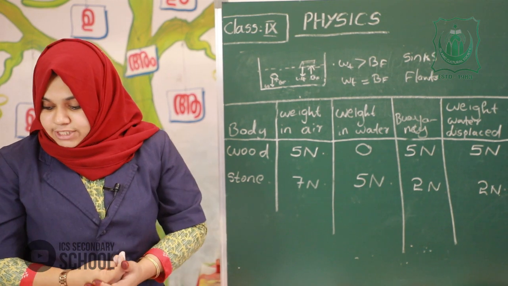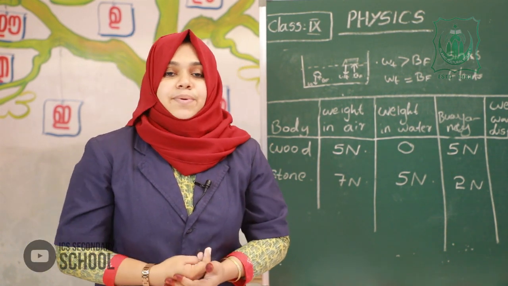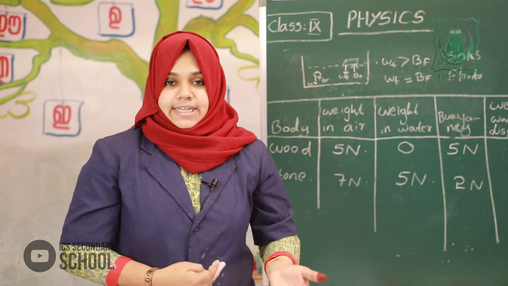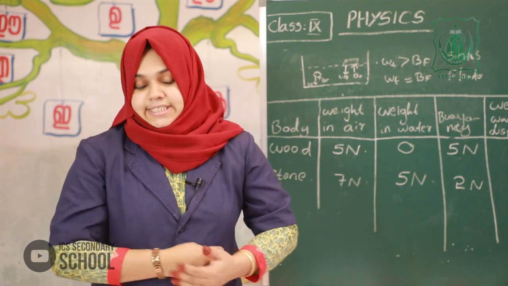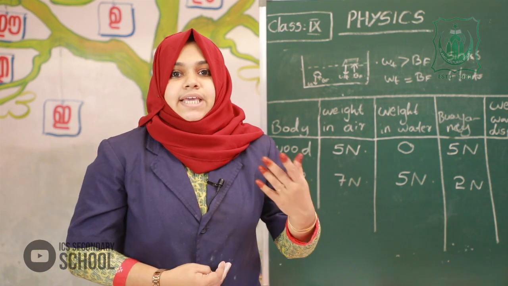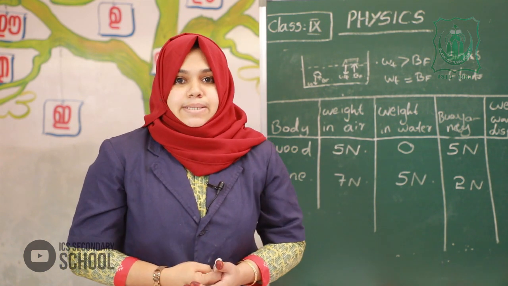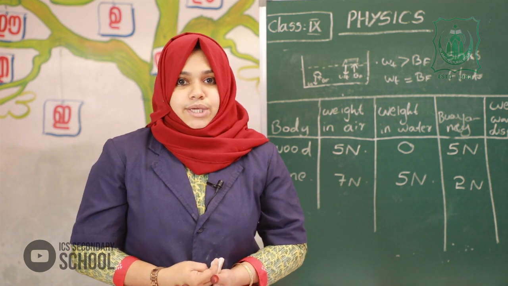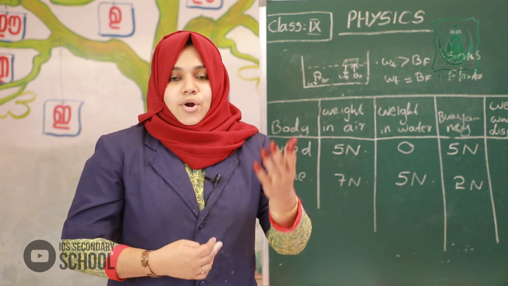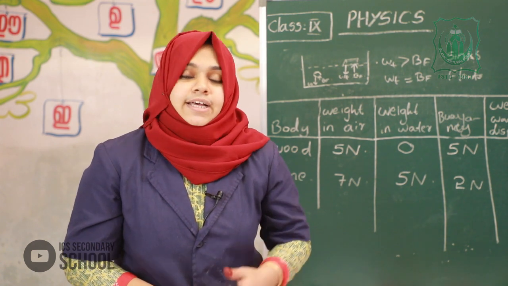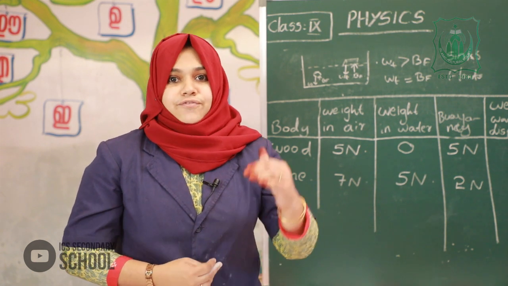When a body is fully immersed in a fluid, the volume of displaced fluid will be equal to the volume of that body. So, what is the principle of flotation? Weight of a floating body is equal to the weight of the fluid displaced by it. Then, when a body is completely immersed in a fluid, the volume of displaced fluid will be equal to the volume of the object.